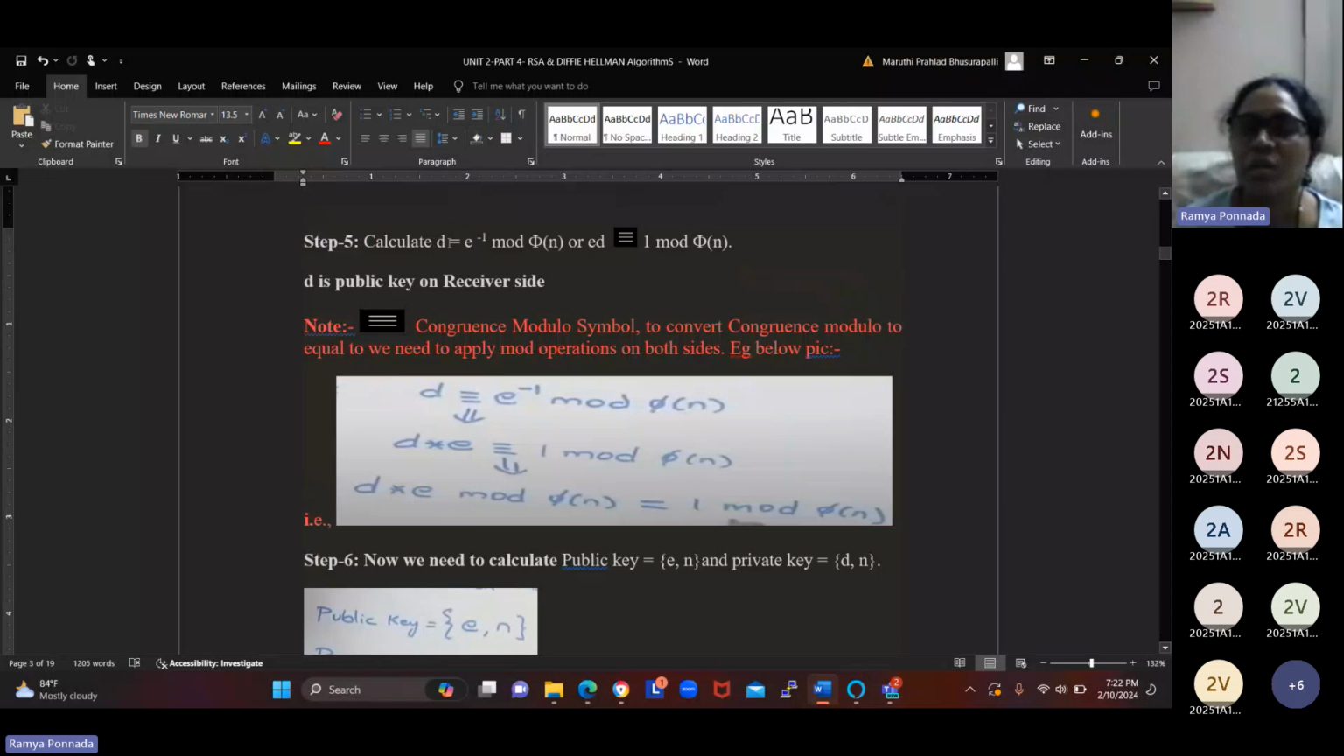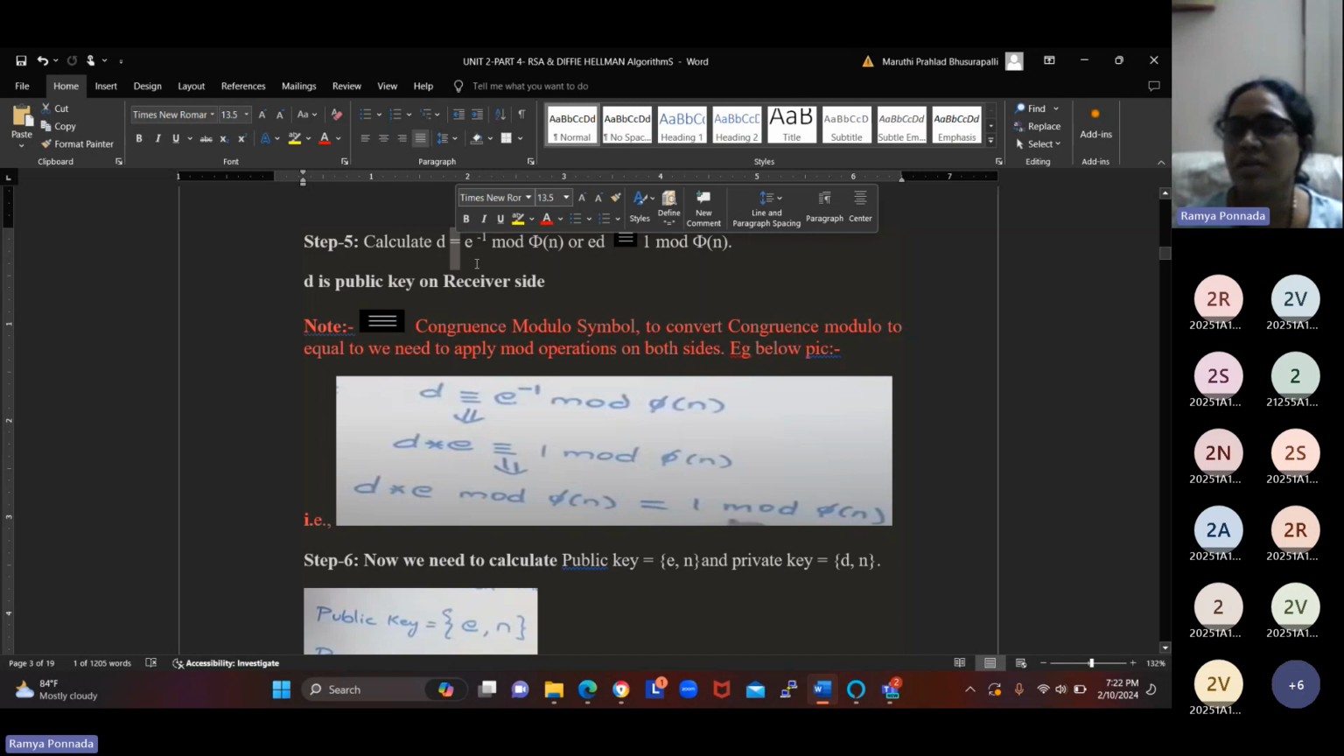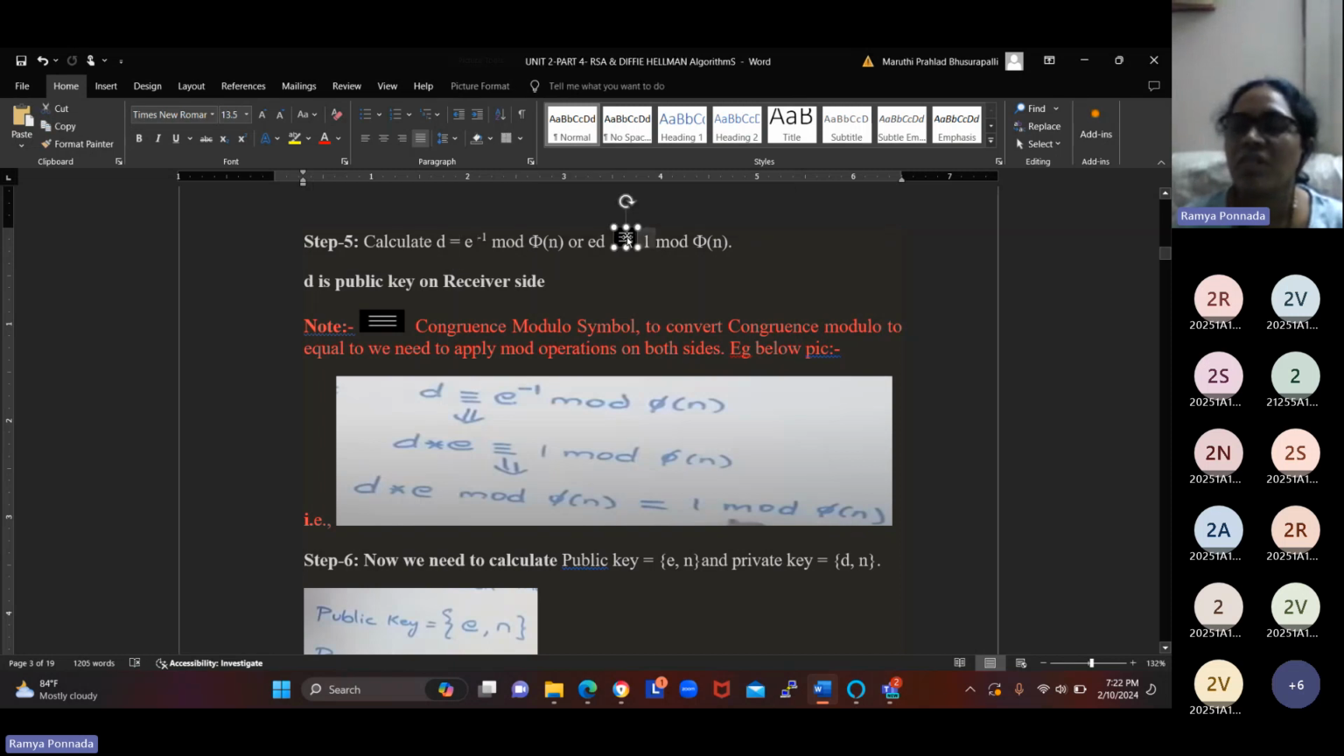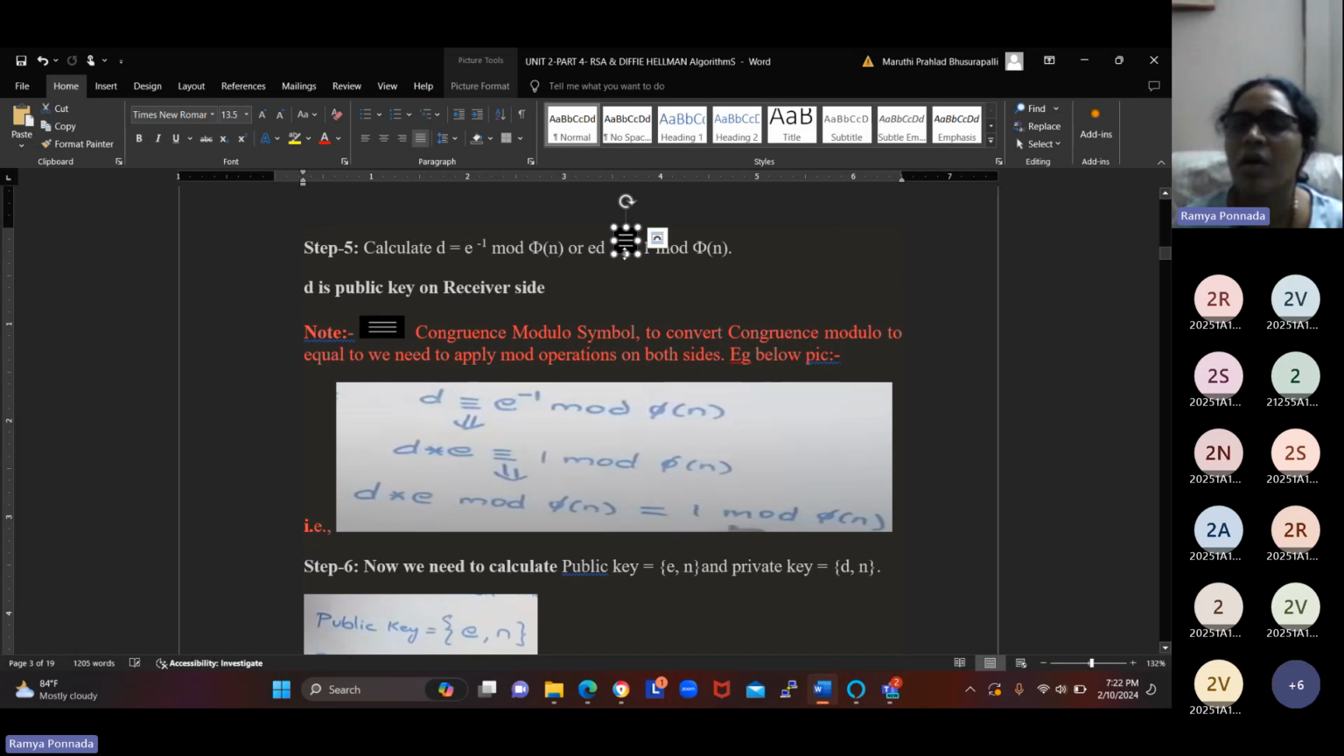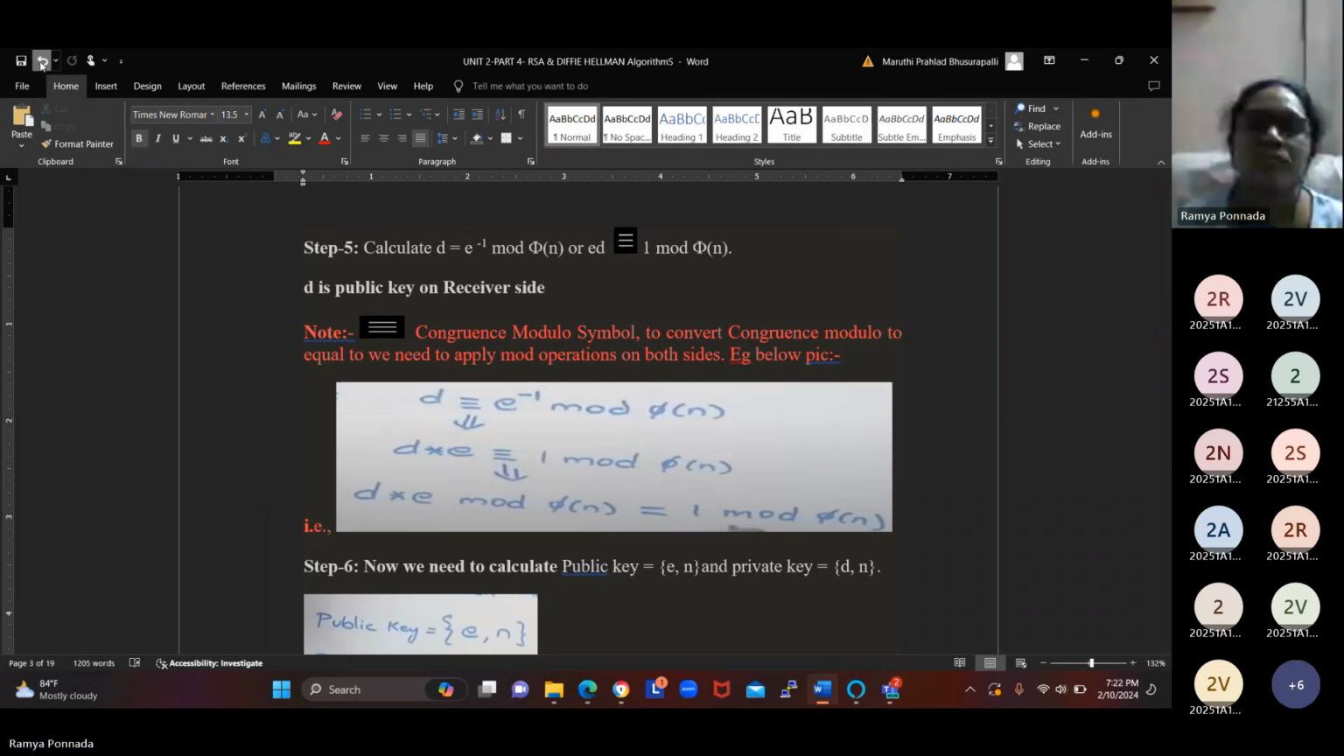This D is going to be evaluated by E power minus 1 mod phi of n, or it is also considered as E·D congruent to 1 modulo phi of n. Whenever you have a double line, it is called equal to. Whenever you have a triple line, that is called congruent modulo. So that is going to be a congruent modulo.